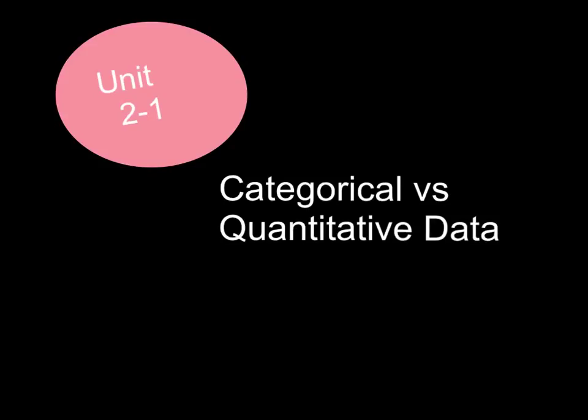This is Unit 2, Lesson 1, Categorical versus Quantitative Data. You need your guided notes handout. Looking at those first definitions, categorical data and quantitative data, I want you to pause the video and just take a guess of what both of them are. Just jot down a random guess of what you think both of them are.